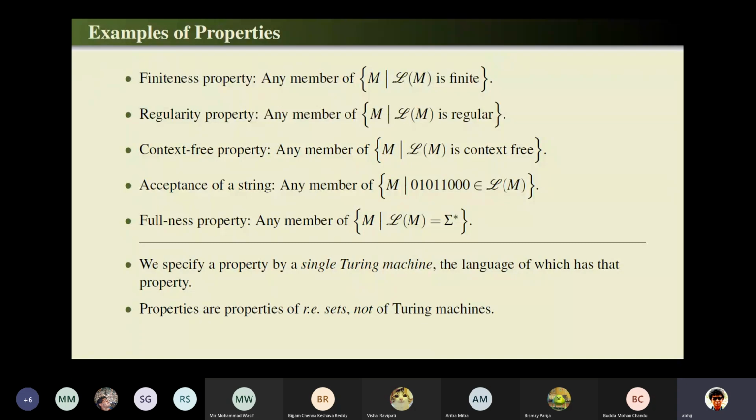Because that representative Turing machine stands for the entire collection of RE sets for which the property evaluates to true. So that M is a representative. But we are talking about the properties of recursively enumerable sets, not that particular representative. This notion will be clear if I go to the next slide.